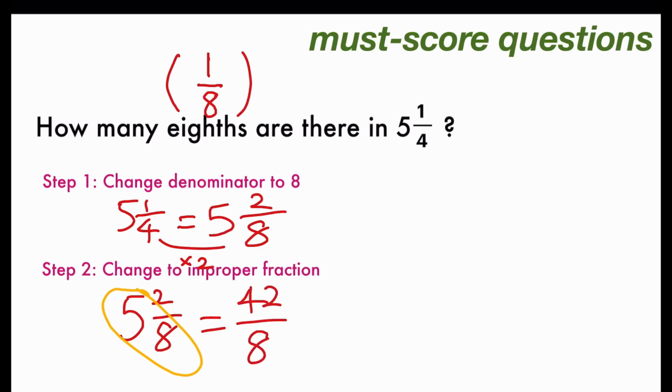So now go back to the question. How many 8s? I'm finding the number that's on the top. This is 1 8. So over here, my answer is 42 8s. So the final answer is 42.